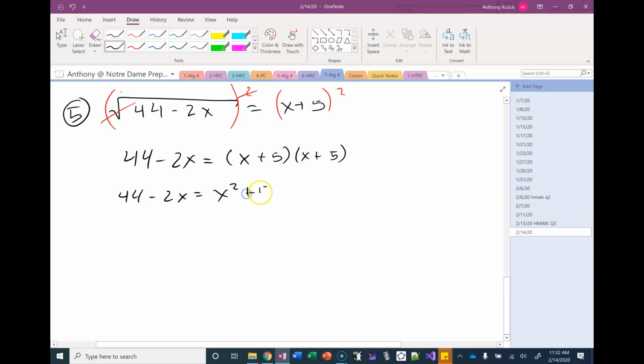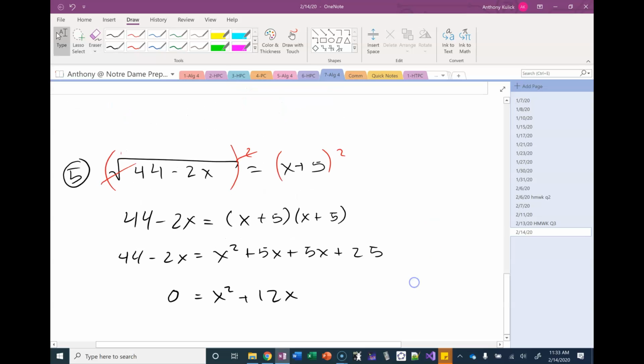So when I do that, I get that, right? Okay, now what? Okay. So I'm going to add the 2x over and then subtract the 44 over. Did I write down the wrong problem here? Yeah.